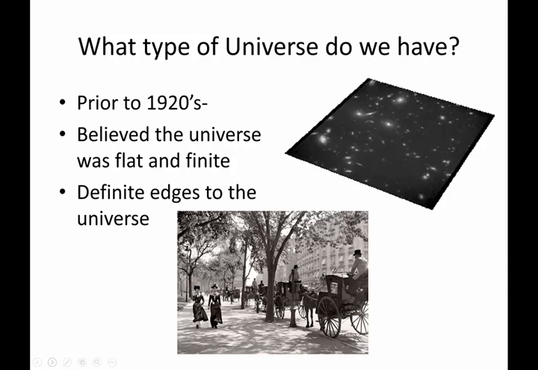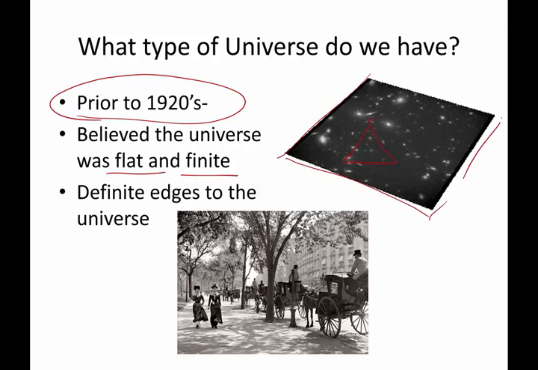So what kind of universe do we have, since all three of these have been proposed? Well, prior to the 1920s and Hubble and all the things that were discovered at that point in time, it was believed the universe was flat and finite, meaning normal flat plane geometry worked. There were edges. They believed that you could get to the edge of the universe in the same way that, when Columbus was sailing across the ocean, well, I guess it wasn't Columbus.